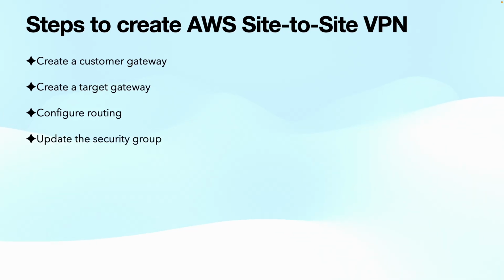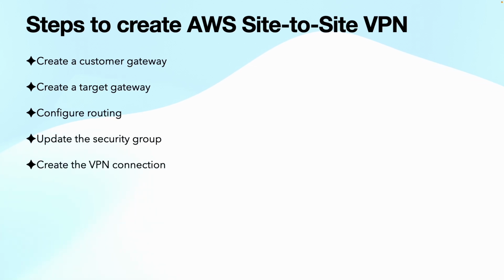Next, update the security group. To allow access to instances in your VPC from your network, you must update your security group rules to enable inbound SSH, RDP, and ICMP access, depending on what you need to access.